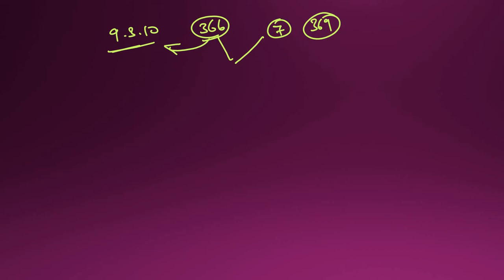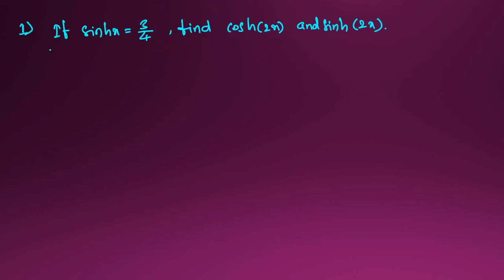So here we'll start with exercise 9A, section 1. There is no section; a direct question is there. So we'll start 9A. The first question given is: if sinh x is equal to 3 by 4, find cosh 2x and sinh 2x.